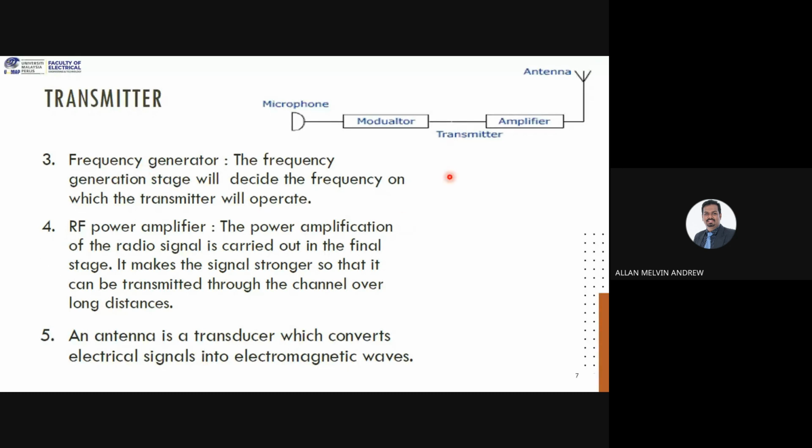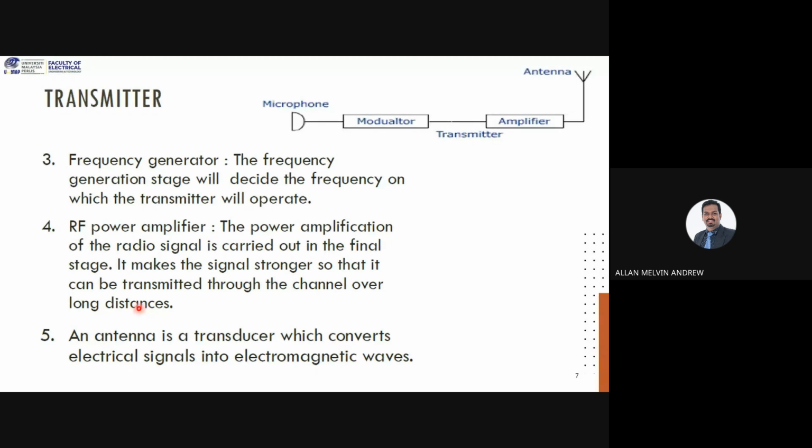Then the fourth one is the radio frequency power amplifier. So you have a power amplifier here. What does the power amplifier do? We know an amplifier will increase the gain. The power amplification of the radio signal is carried out in the final stage. It makes the signal stronger so that it can be transmitted through the channel over a long distance.